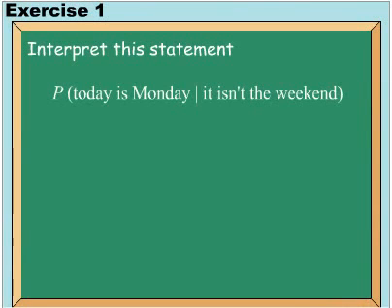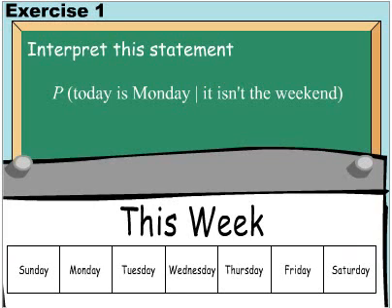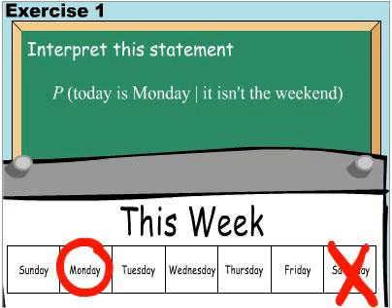How would you interpret this statement? This statement says you're interested in the probability that today is Monday, given that it's neither Saturday nor Sunday. Can you see that you'd base your calculations on 5 possible outcomes rather than on 7?